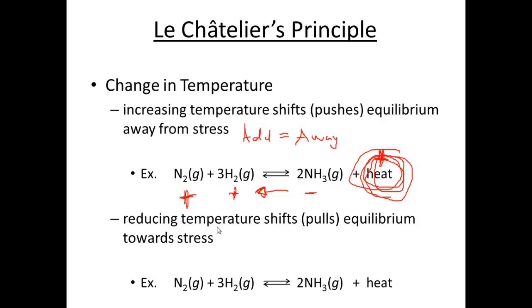Okay, so now if we're going to reduce the temperature, we're going to take heat away. Then we're going to go towards the stress. So we're going to take this heat away. Take that away. We're going to go towards the stress, so we want to go in the forward reaction, and we're going to get more of this. We're going to get less of this and less of this.